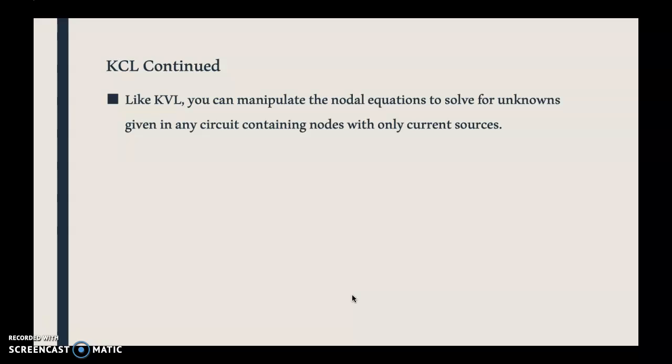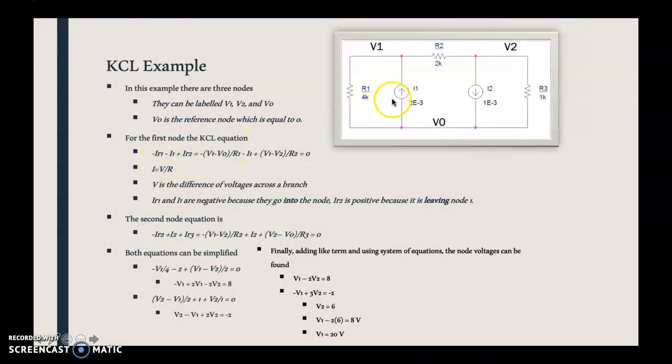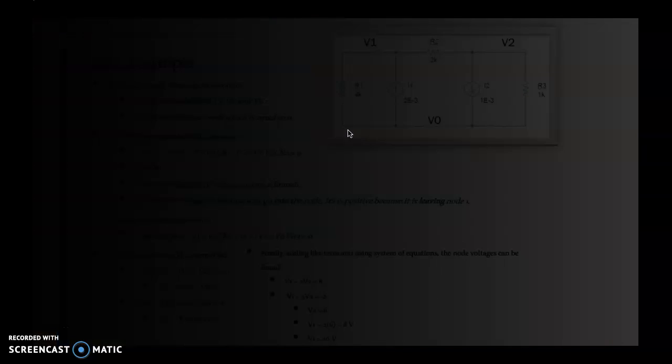A little bit more about KCL, and to wrap this all up, like KVL, you can manipulate the nodal equations to solve for unknowns given in any circuit containing nodes with only current sources. Because as I said before, if you have any voltage sources, it's harder to determine. Let me go back. Because you can't use Ohm's law in that case. Because if you need to know the I value and you're given a voltage value, but there's no resistance in that voltage source, you can't do V over R because there's no R for you to do over. So it's a little bit more complicated. So I wasn't going to talk about that in this presentation, but just wanted to mention it.